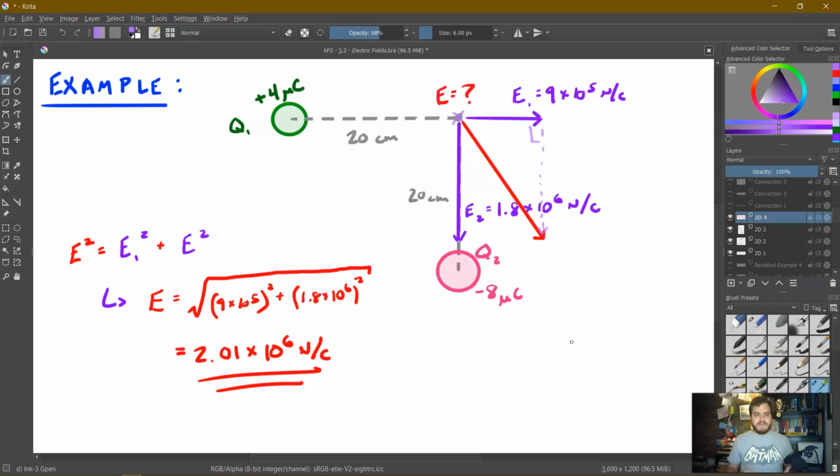So I go ahead and do that. I do E1 squared plus E2 squared, and then just take the square root, and we get 2.01 times 10 to the 6 newtons per coulomb at that exact point in space, going down and to the right. And if I want to, I could even figure out the specific angle for that.